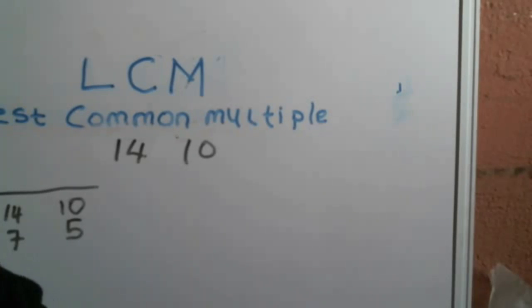So the next number should be 3. No, even 3 will leave a remainder. 3 into here will leave a remainder. So we cannot use 3. Can we try 4? Not even 4. 4 into here will leave a remainder, and 4 into here will leave a remainder. So what do we do next? We try 5?